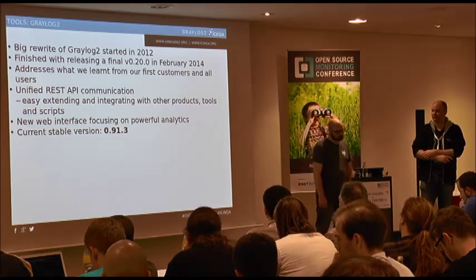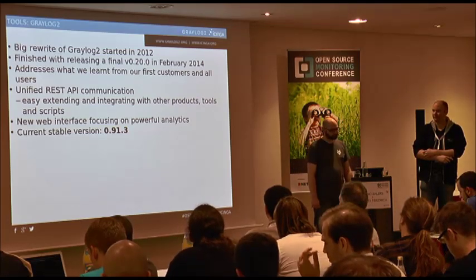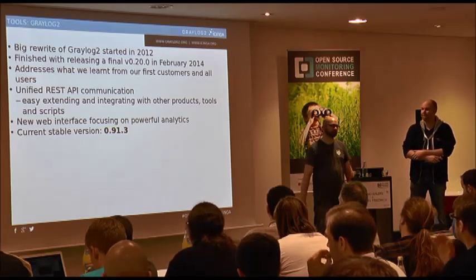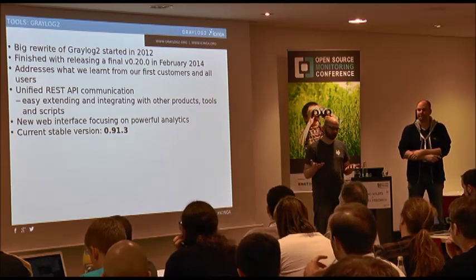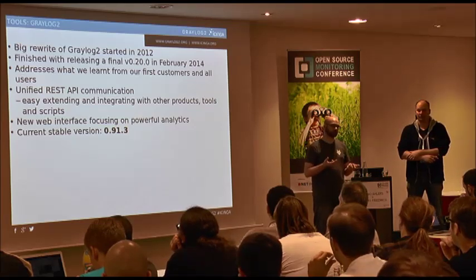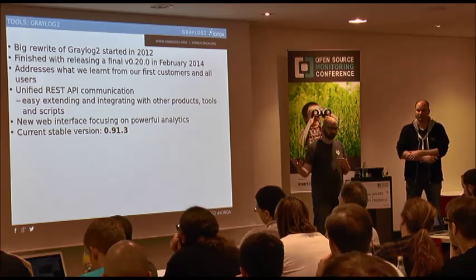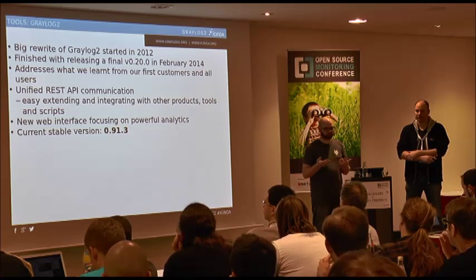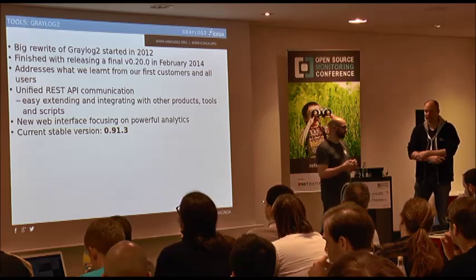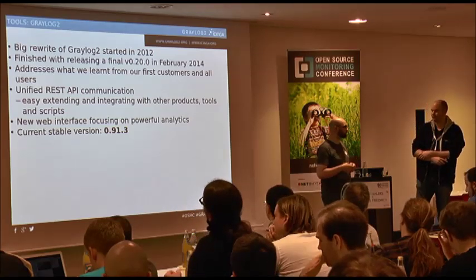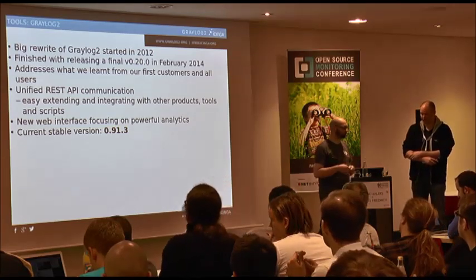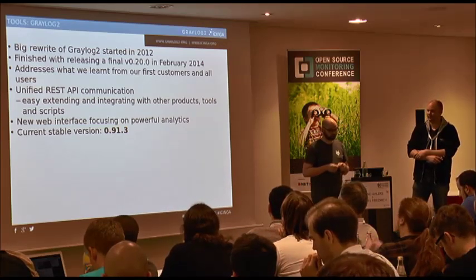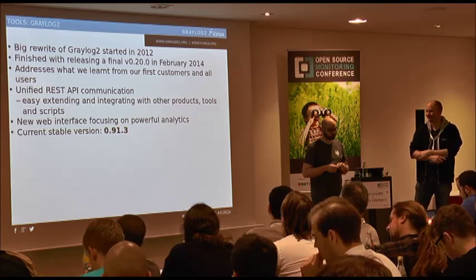In that version, a REST API was also introduced. The web interface uses the REST API of the server to do everything. So everything the web interface can do is done via the API and the server. That means you can also do it with custom scripts, or integrate applications like Icinga Web 2 with a plugin, for example, or other things. The current version is 0.91.3.